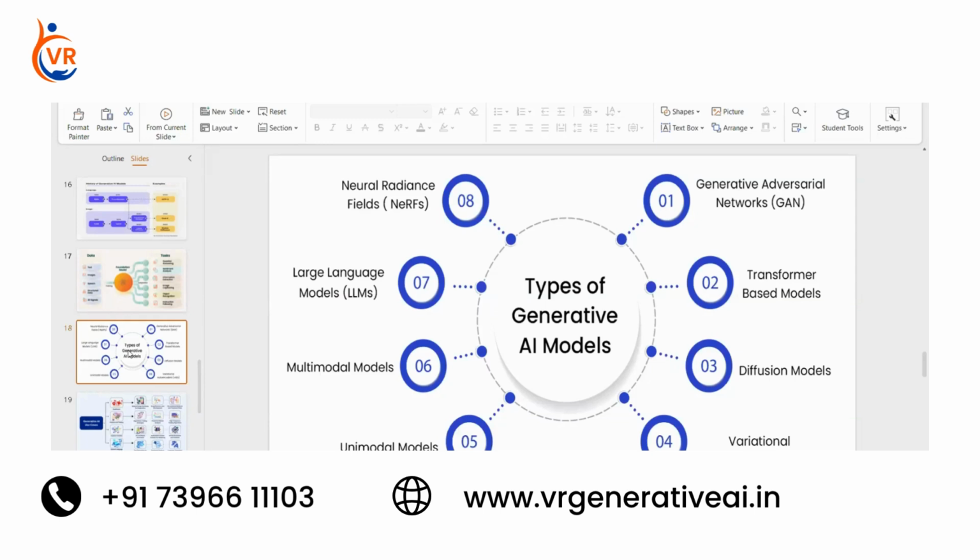So what are the different types of generative AI models that are already there? We have GANs, generative adversarial networks, and then we have transformer-based models, and we have diffusion models for images. And there are VAEs, variational autoencoders, unimodal models, multimodal models, LLMs, and neural radiance fields. So there are multiple topics that we can cover when we are talking about Gen AI. We'll be touching most of these things in our module, whatever we've planned.